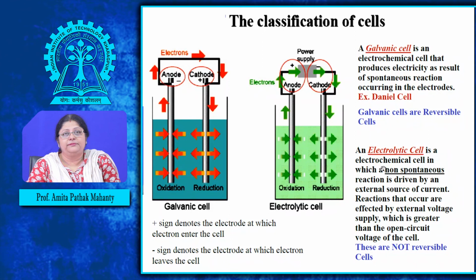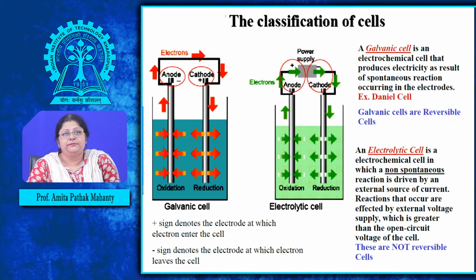And what happens in an electrolytic cell? What is the difference between a galvanic cell and an electrolytic cell? We are supplying electricity in the electrolytic cell. We have an external current source which drives the reaction. Since it is not a reversible cell, the reaction is not spontaneous. We need an external source which is going to supply the energy for the reaction to carry on. An external source of current is required.